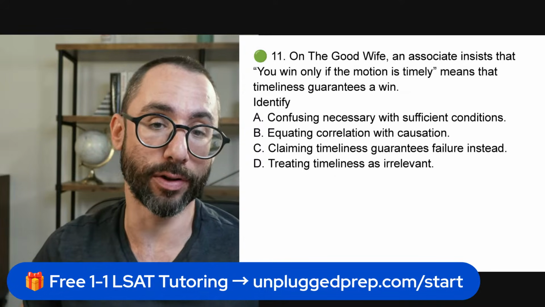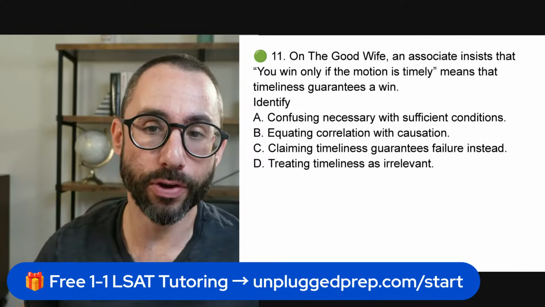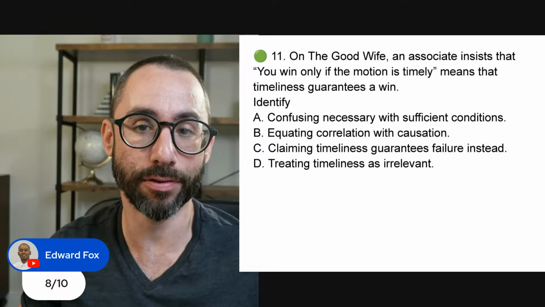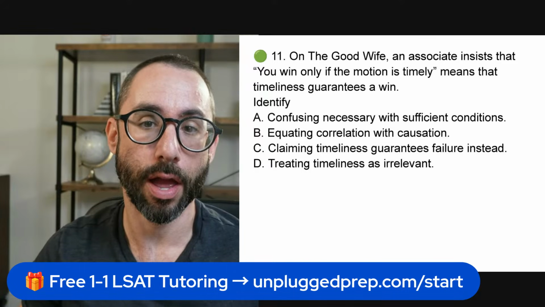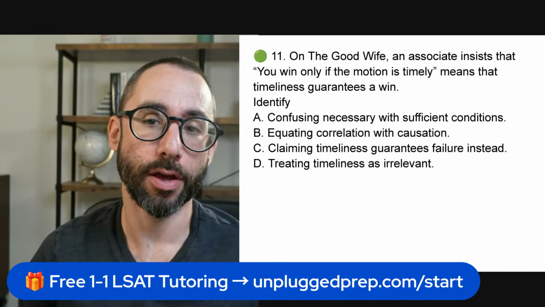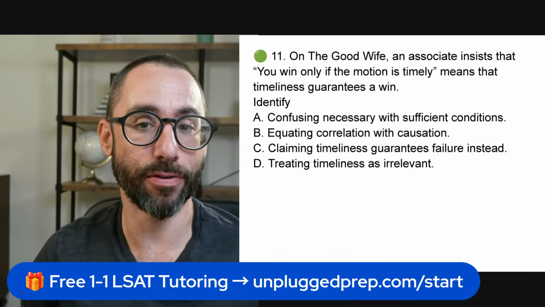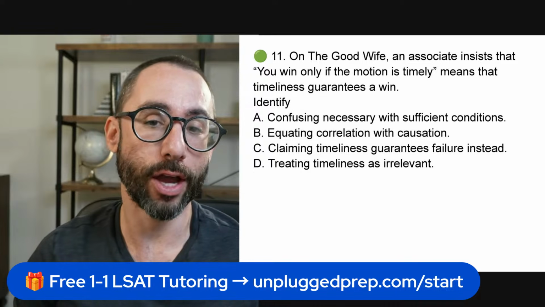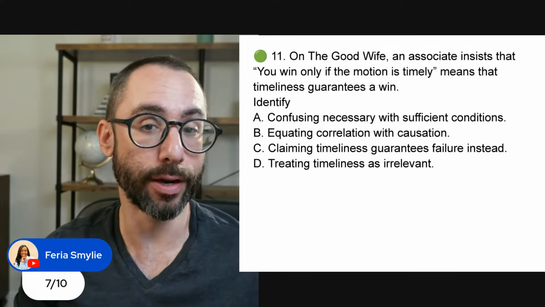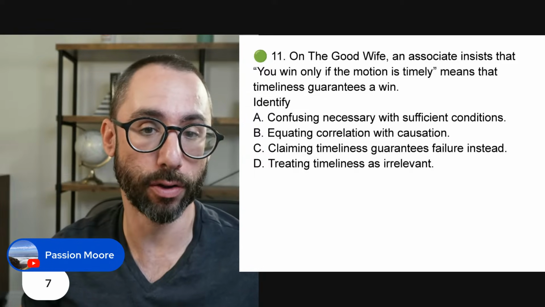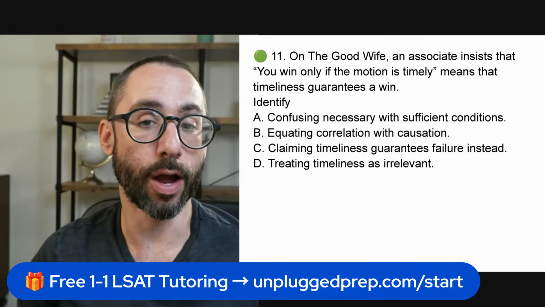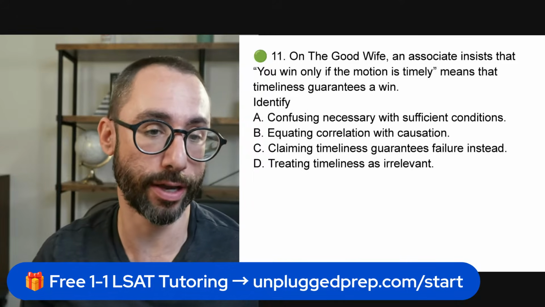In the meantime, number 11, on The Good Wife, an associate insists that you win only if the motion is timely, means that timeliness guarantees a win. Identify what's going on in this passage. A, are they confusing necessary with sufficient conditions? B, are they equating correlation with causation? C, are they claiming timeliness guarantees failure instead? Or are they treating timeliness as irrelevant?